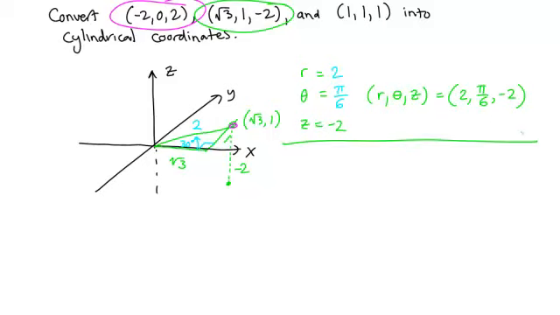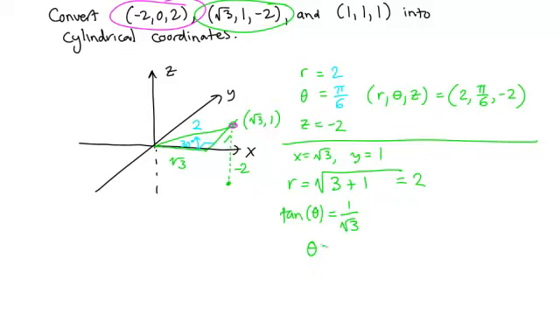Alternatively, we could use the conversion formulas. We know that x is equal to root 3 and y is equal to 1. So the r value will be the square root of x squared, which is 3, plus y squared, which is 1. That gets me the square root of 4, or 2. We would also know that the tangent of theta would be equal to the y value 1 over the x value root 3. If we compute the inverse tangent, the arctangent of 1 over root 3, well, that's one of our basic trig identities. The inverse tangent of 1 over root 3 is 30 degrees.